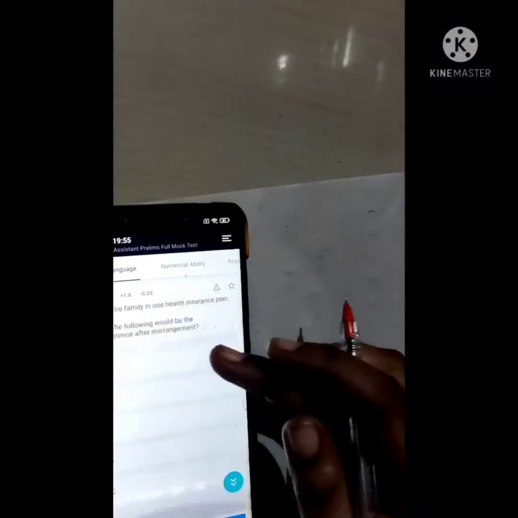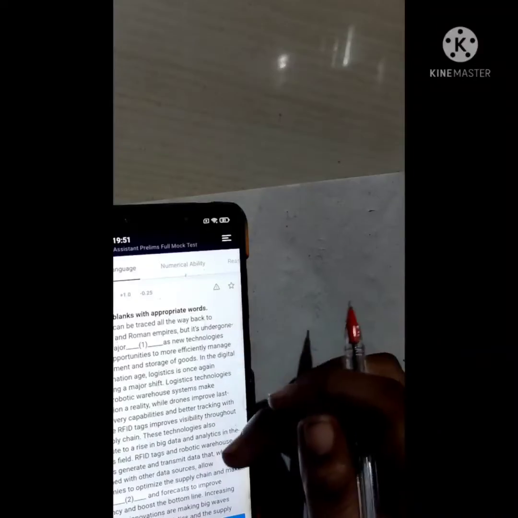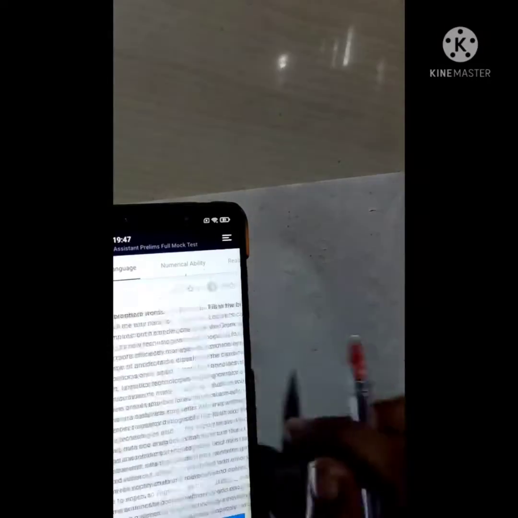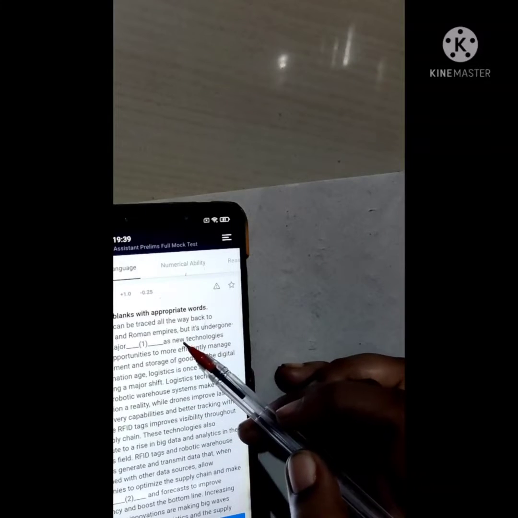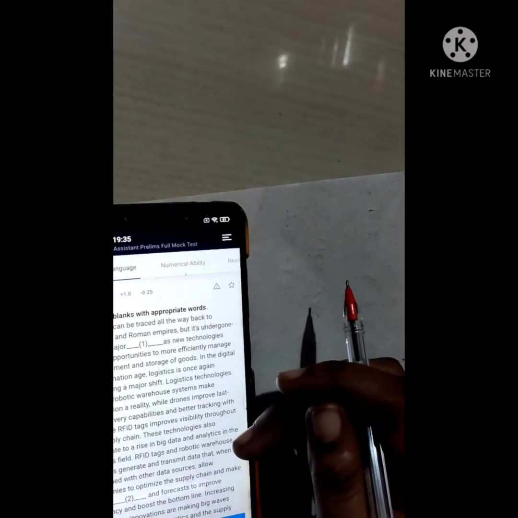I will go to the last question. So the 19th one was OC. So logistics can be traced all the way back to the Greek and Roman empires, but it's undergone several major dash as new technologies cover up.